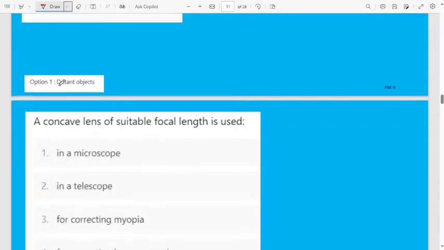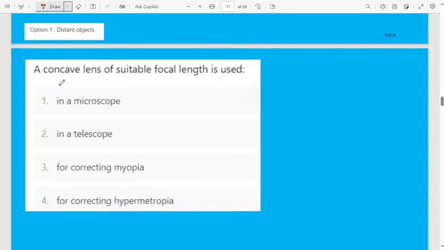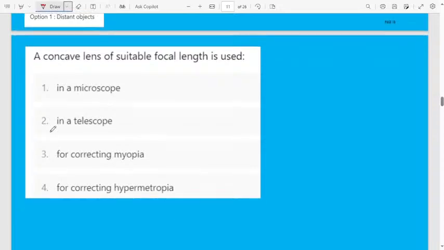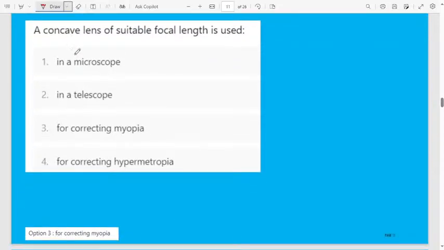Then, a concave lens of suitable focal length is used. First option in a microscope, second option in a telescope, third option for correcting myopia, fourth option for correcting hypermetropia. Already we discussed that we use a concave lens to correct myopia.